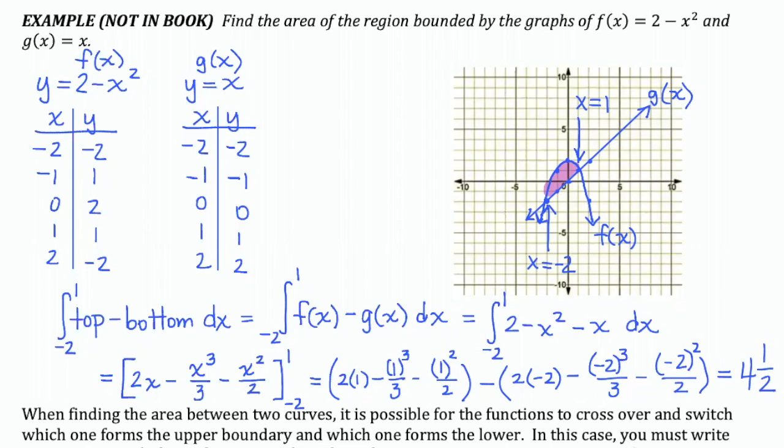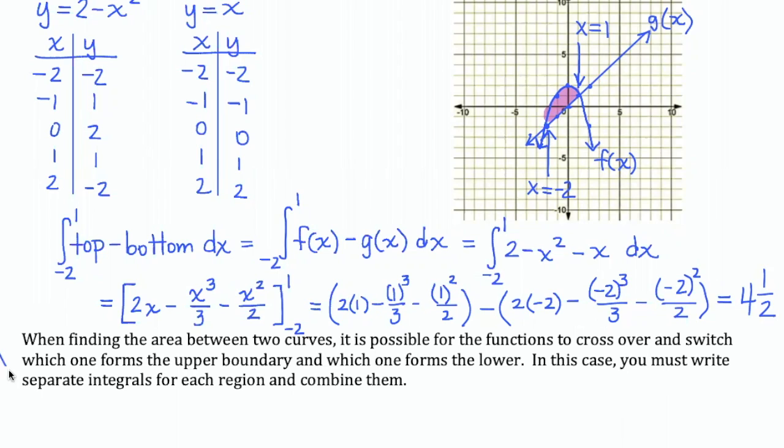Now, are there some wrinkles that can occur with this? Absolutely. And that's what's coming up next. When you're finding the area between two curves, it's possible the functions cross over each other. Which one is the upper boundary and the lower boundary might switch. And in this case, you're going to write separate integrals for each region and combine them together.